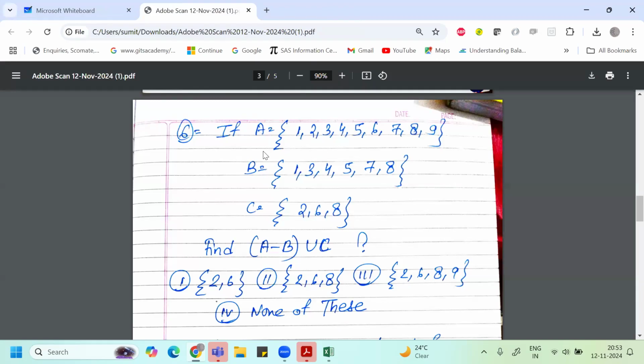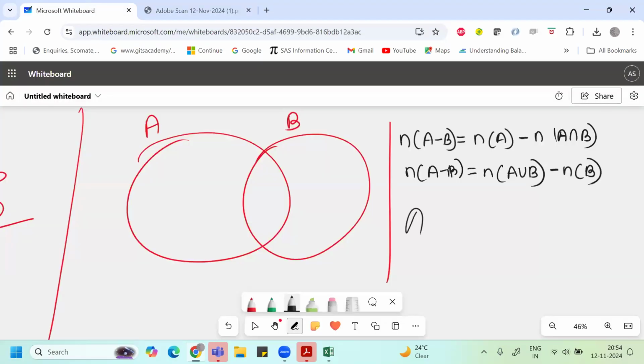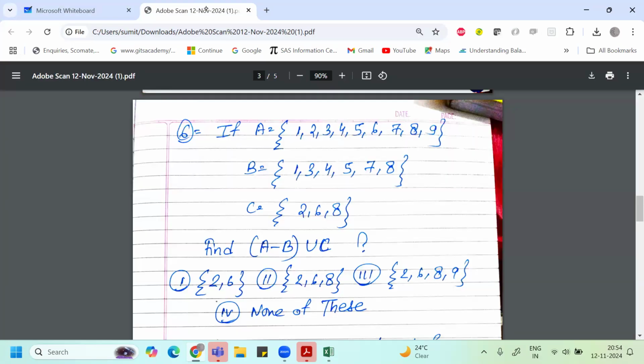So question number 6 is very easy, guys. Just do A minus B, meaning take only those elements of A which are not there in B. Look, 1 is there in B also. 2 is not there. Then 3 is there, 4 is there, 5 is there. 6 is not there. 7 is there, 8 is there. 9 is not there. So A minus B is 2, 6 and 9.